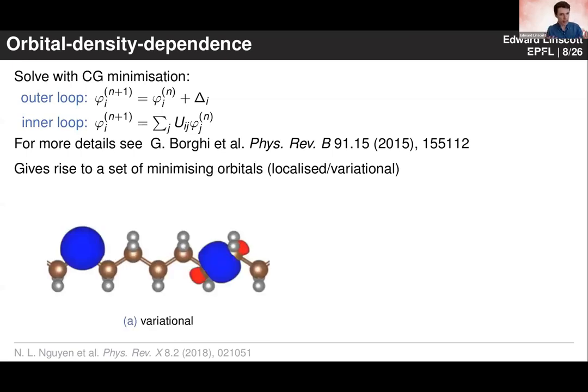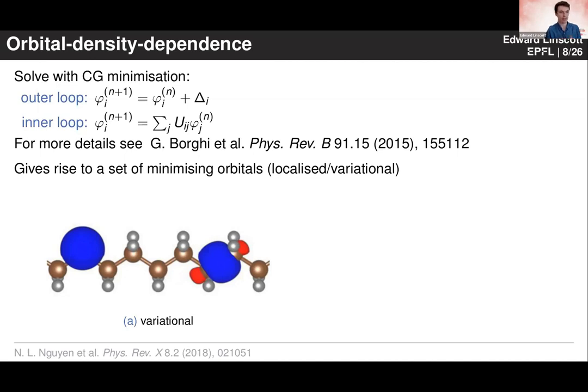So when we minimize the total energy and we get all the way down to our energy minimum, now we have a set of minimizing orbitals. And here is a picture of some example minimizing orbitals. So you can see very specifically that these are localized orbitals. So this is really important. When we minimize our total energy, this gives us a set of orbitals that are already local in character. And we call these orbitals the variational orbitals.